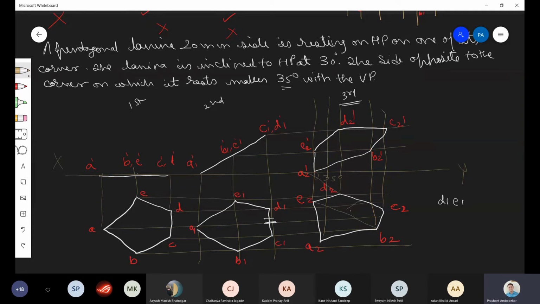Now this particular distance here is equal to this distance, is equal to this distance. And then this distance is this distance. This way you can locate the points A2, B2, E2. And then you just project it, you will get the front view. Is this clear to all of you? Any doubt to any student?